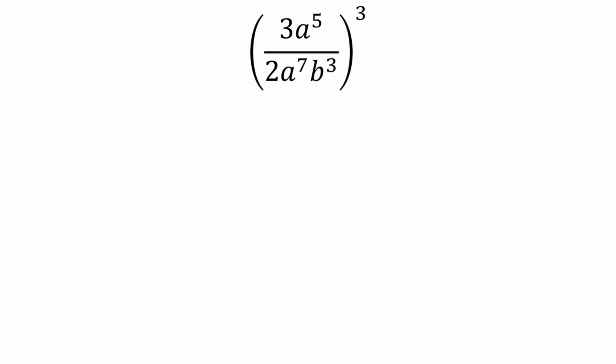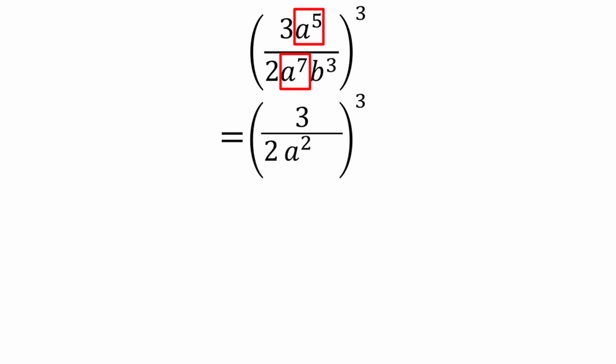We can combine the quotient rule with the power rule in a problem like this. 3a to the 5th power divided by 2a to the 7th power times b to the 3rd power, all to the 3rd power. We can simplify the inside of the parentheses first to make the problem a bit easier. The constant terms can't be reduced, but the a term can be reduced to a squared in the denominator, as 7 minus 5 is 2. b to the 3rd power doesn't change, so our new expression is 3 over 2a squared b to the 3rd, all to the 3rd power.